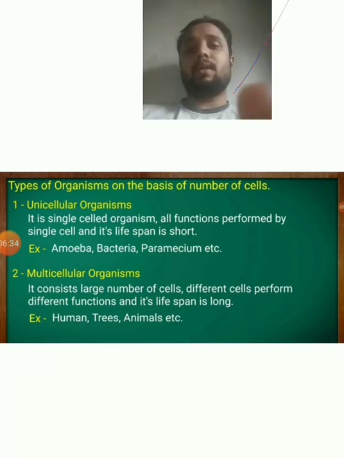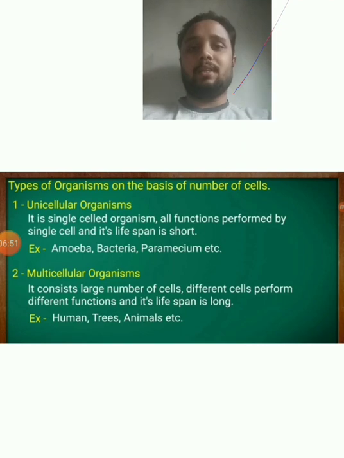कितना organism है? ओके, टाइप कैसा है ऑर्गेनिज्म का? ऑन द बेसिस ऑफ नंबर ऑफ सेल्स। ओके, ठीक है. यूनिसेलुलर ऑर्गेनिज्म देखो, यूनिसेलुलर ऑर्गेनिज्म्स आर दोस ऑर्गेनिज्म व्हिच हैव ओनली सिंगल सेल.